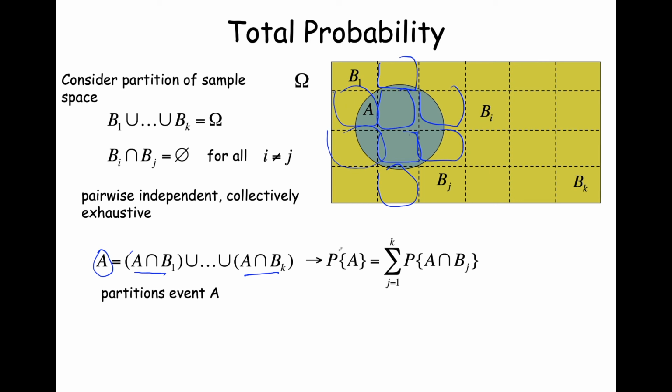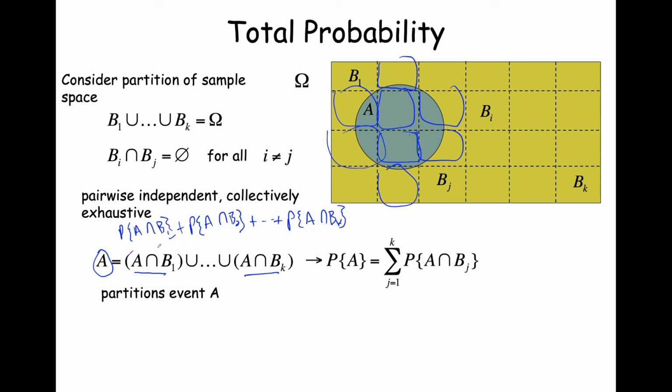And so if we were to calculate then from this the probability of A, well, that's nothing more than the probability of the first intersection, A intersect B1, plus the probability of the second intersection, A intersect B2 for the second B slice, plus all the way to the sum, plus the probability of A with that last B slice partition.